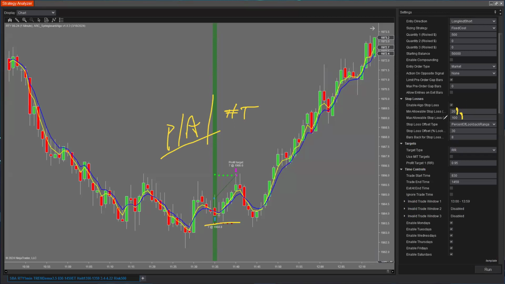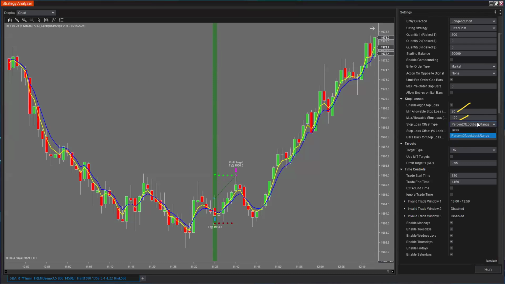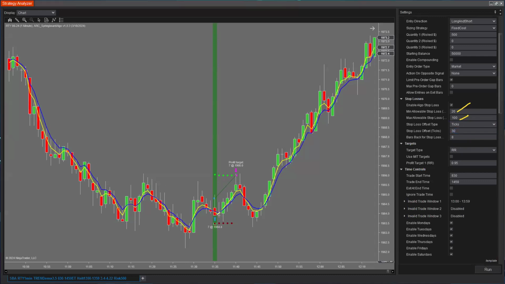And then what the stop loss offset type is going to be, let me go in here for a second. Yeah, so minimum, maximum, and then you have the loss type. So let's go through the options here. We have percent of look back and we have ticks. Obviously, ticks is just a static stop. Stop loss offset is going to be 30 ticks. What that means is you're going to take the low of the candle that broke and you're going to add 30 ticks if that was the case, right? That would be 30 ticks lower.